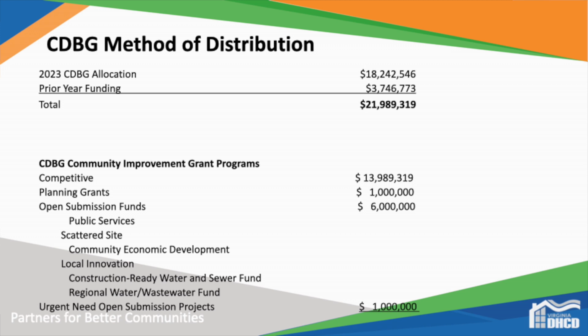The competitive process is where we put most of our funding, and that is a one-time-a-year application process. We'll go through that a little more in detail later on, but we're going to be putting out almost $14 million in the competitive process this year. So it's 13 million and change. The planning grants will be $1 million. And then the open submission funds, which we'll touch on in a few minutes in more depth, we'll keep $6 million for those open submission fund projects or programs listed there, as well as the $1 million. So essentially, we're going to put out $21 million. Know that we actually have a little bit extra money, which is nice to be able to fund additional projects.